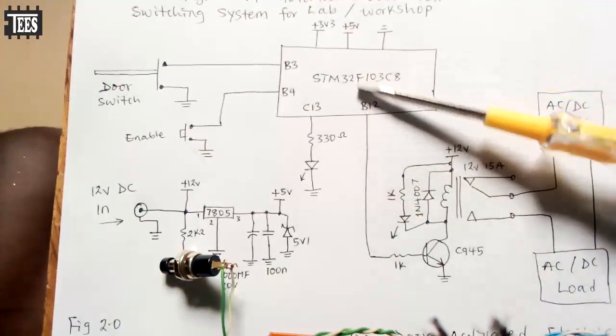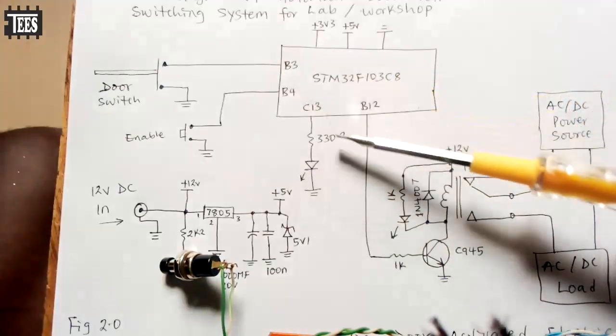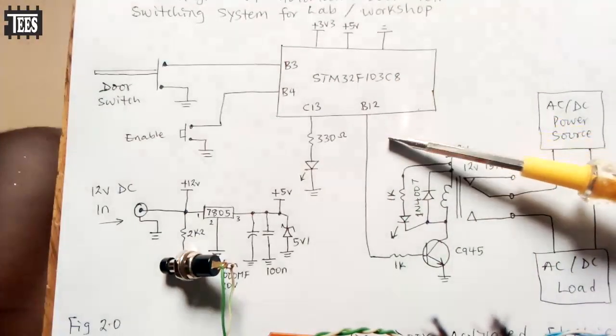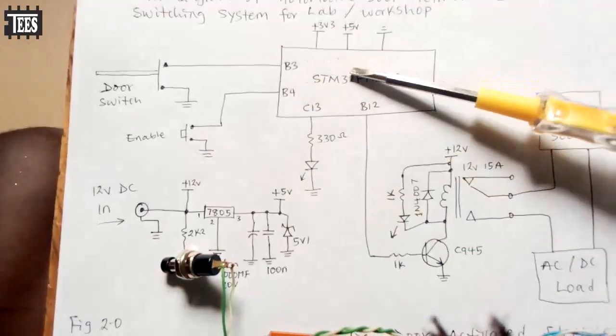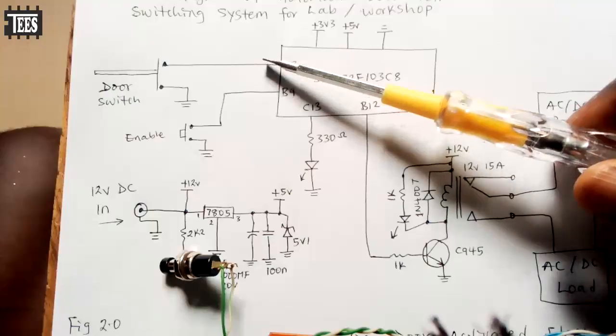Now take a look at this. Here is digital input. Here is digital input. Here is digital output, here is digital output. That's what you need to know. Now writing this program is very simple. Tell the microcontroller if you detect.